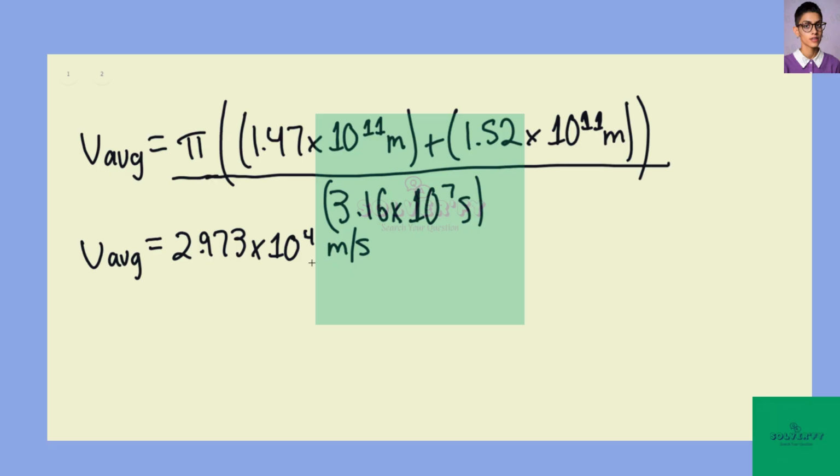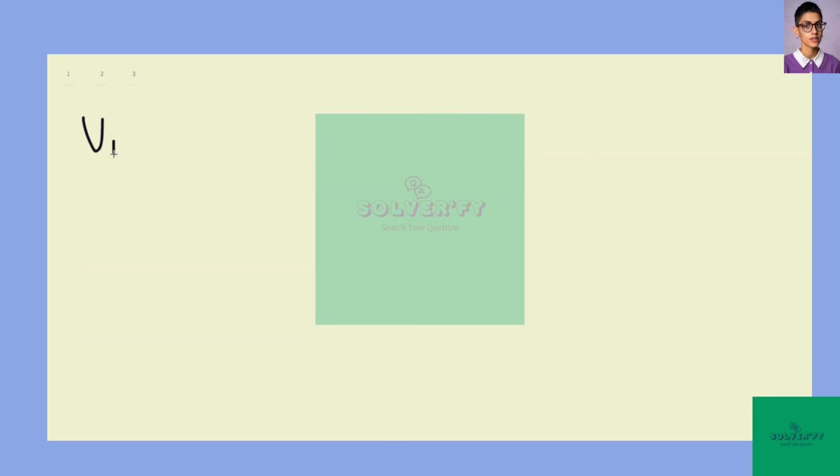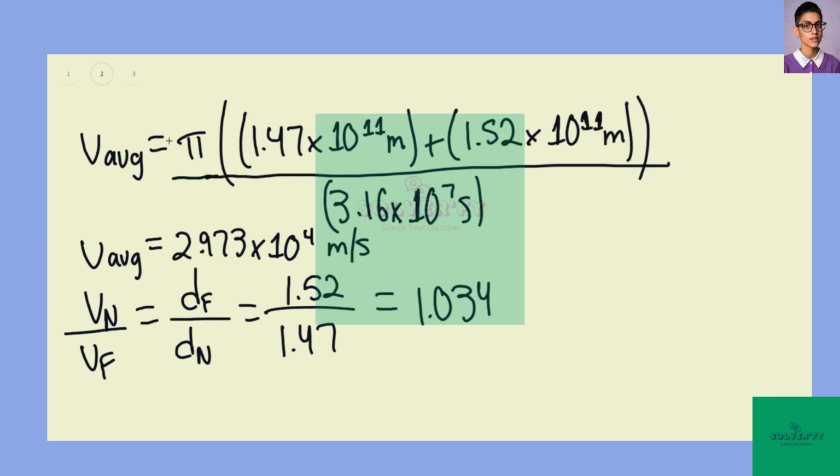At this point, we know that Vn divided by Vf is going to be equal to df over dn. We know that this is going to be 1.52 divided by 1.47, so this will equal 1.034. So this means essentially that velocity near would be equal to the velocity average times 1 plus 0.017, given that we're taking this percentage increase and splitting it in half.